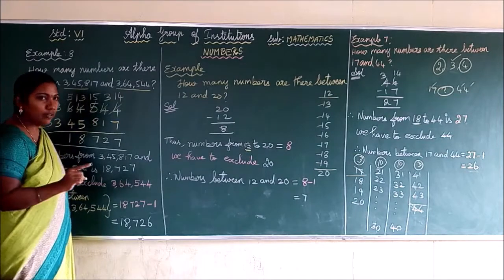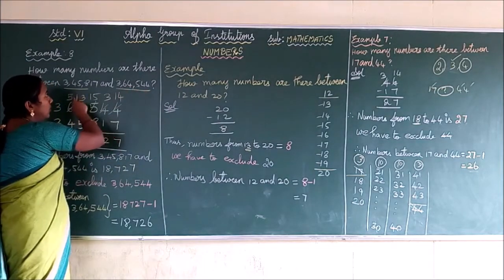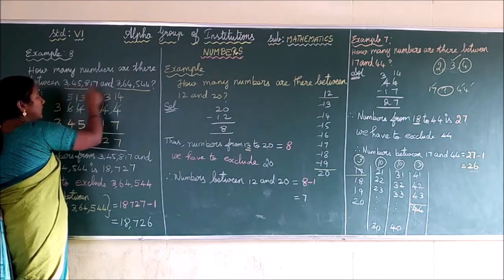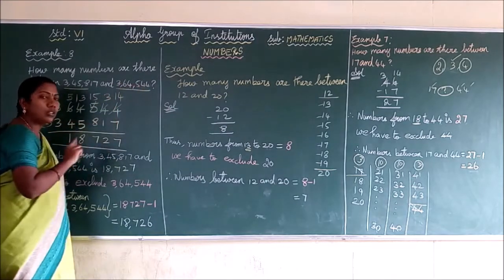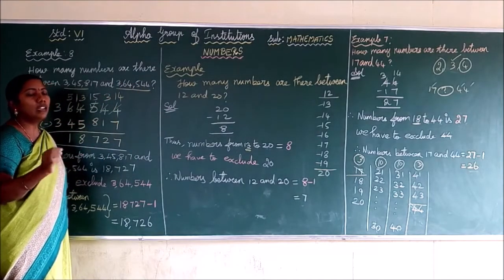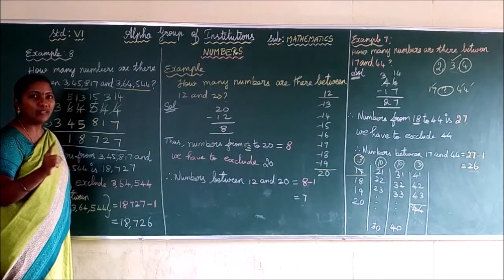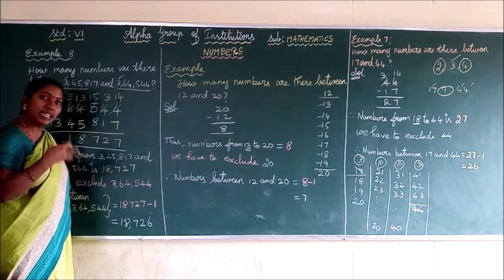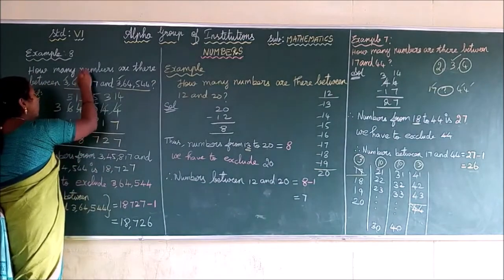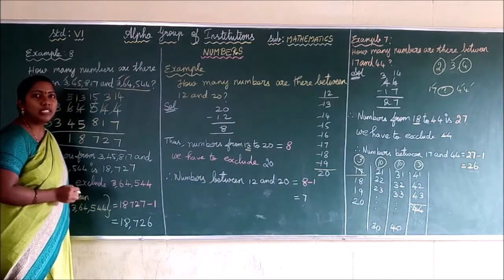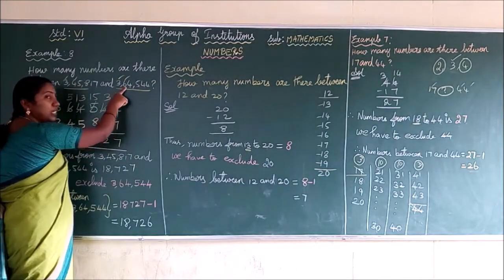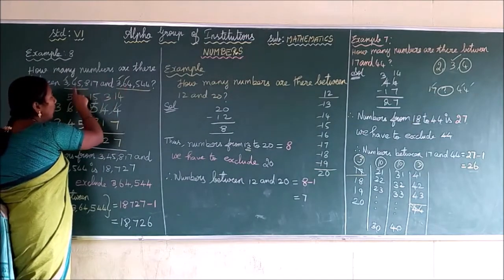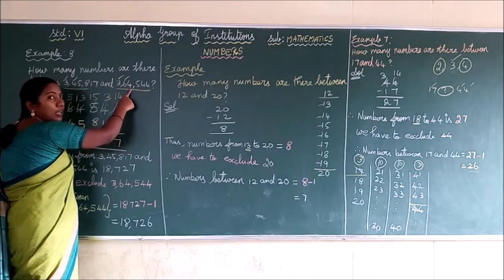As I said in the previous class, first you have to count the digits. 1, 2, 3, 4, 5, 6. 1, 2, 3, 4, 5, 6. Both contain 6 digits. And then what is the next step? You have to compare the first number. Here also 3, here also 3. So you have to compare the next number. What is the next number here? 4, here 6. So what is the bigger number? This one. 6 is bigger than 4. Therefore, among these two numbers, this is the bigger number.